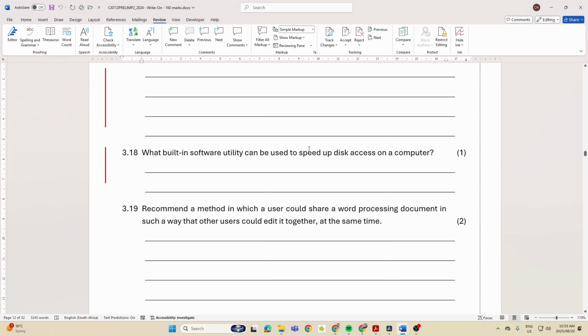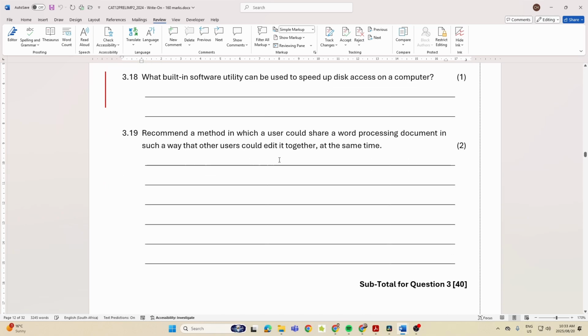Okay, utility software to speed up the disk access. We know what those are. We've got our disk scan utility. We've got our disk defragmentation. So you need to work out which of those it actually is. We've got our scan disk. So folks, remember, utility software is what? Software that is built into the operating system. Okay, so don't forget that.